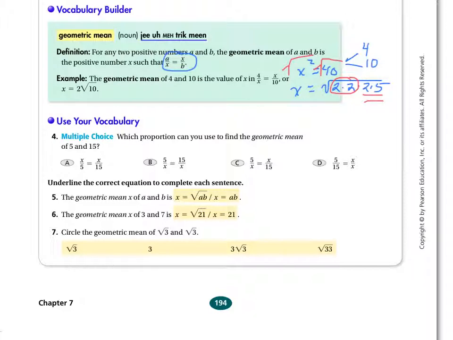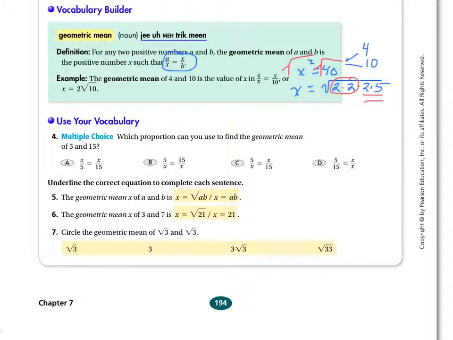Yes? What do they use the geometric mean for? Oh, you'll see. We're going to use it to find various parts in a right triangle. Is it like a distance thing? Yes. But if you think about a mean, it's a number that's in between 2 other numbers in this case.